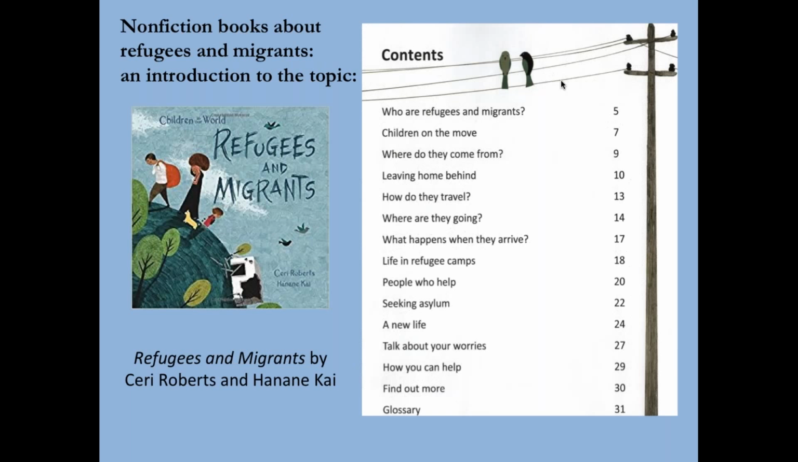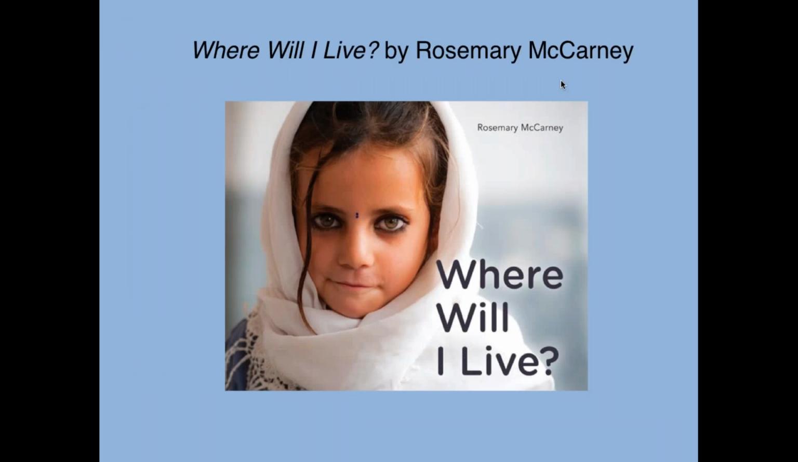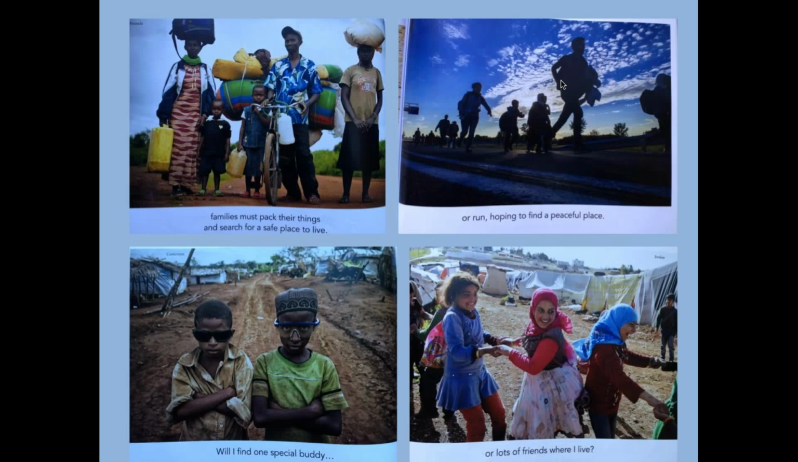So we're going to be looking at some nonfiction books about refugees and migrants. This particular book is an excellent introduction. You can see from the table of contents what the book covers. It's especially good for explaining terminology, finding out what does it mean to seek asylum, how we can help. Another great introductory book is this one, which is a photo essay, Where Will I Live? With very little text, but incredibly vivid photographs. It shows us refugee and migrant families in different parts of the world.